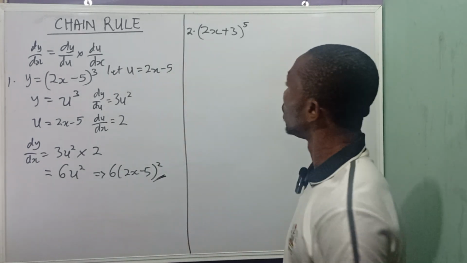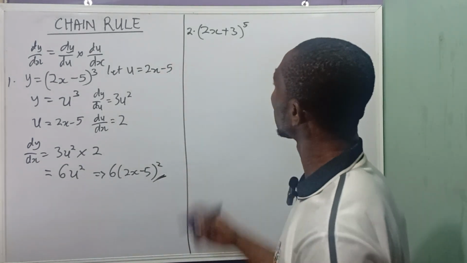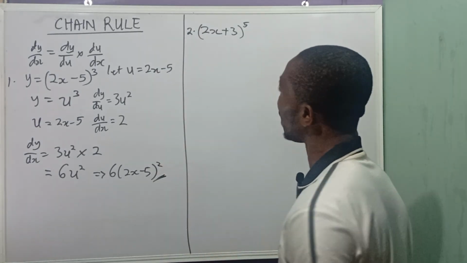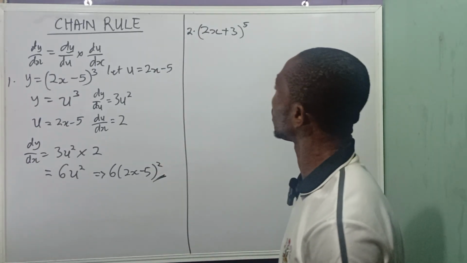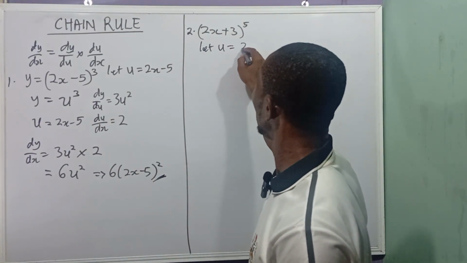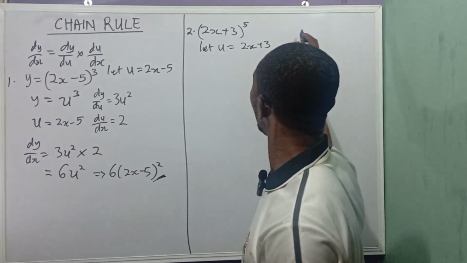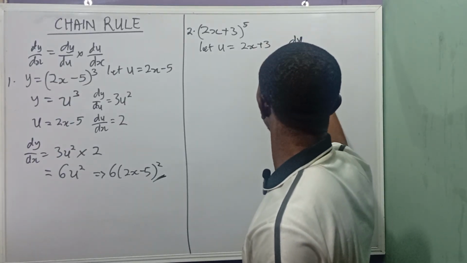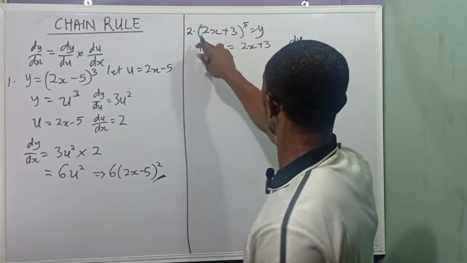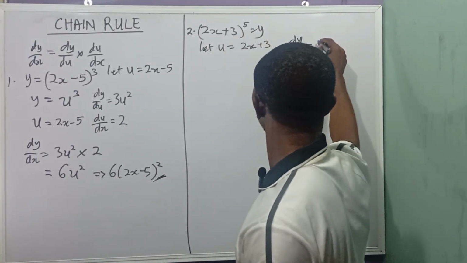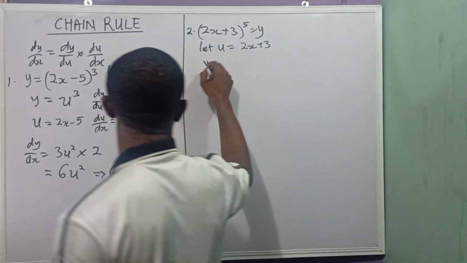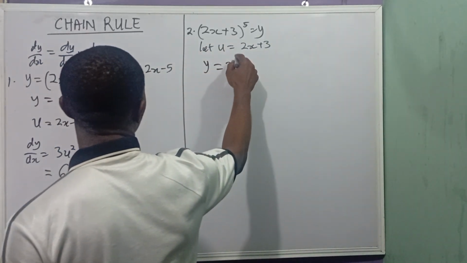So our second question says if y equals (2x plus 3), something very similar, raised to power 5. We can differentiate this using the chain rule. We say let u be 2x plus 3. Let's start with y before we go to dy/du. y will then change to u raised to power 5.